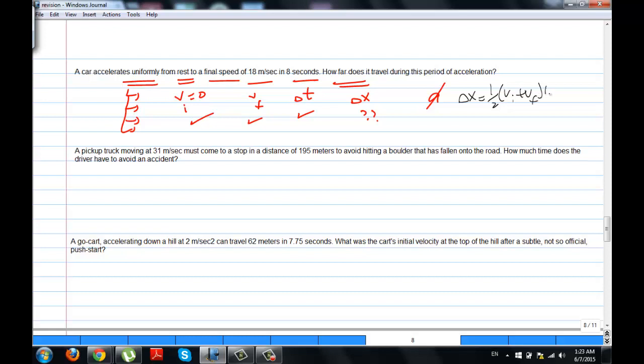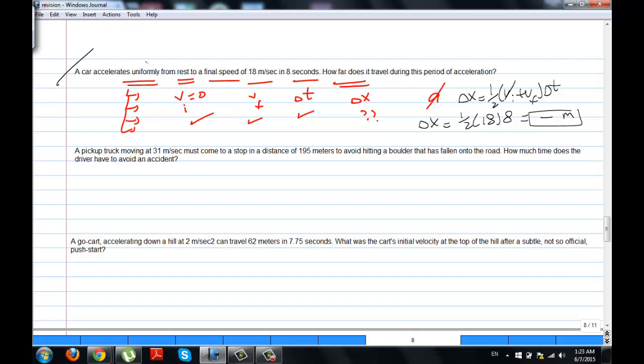So delta X is equal to half, VI is 0, VF is 18, multiplied by delta T, which is 8. Finish your problem and find your answer in meters. So this is an example of a constant acceleration.